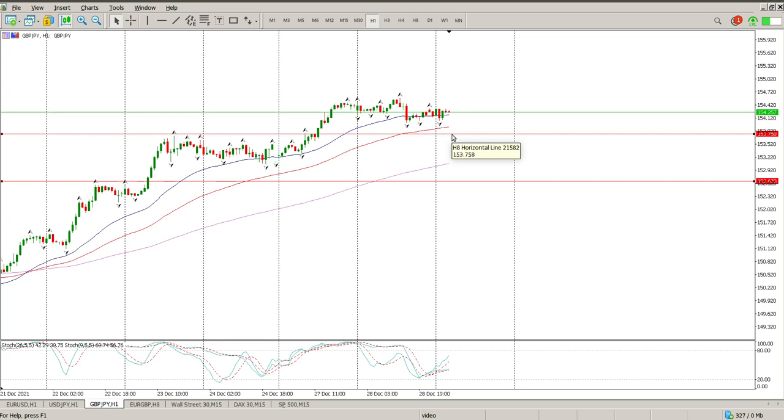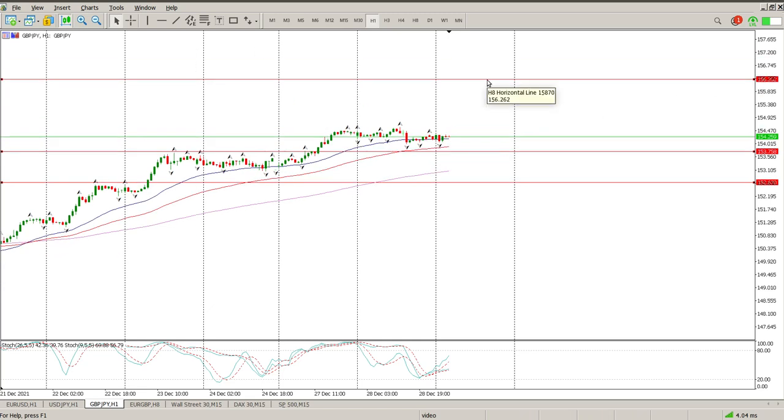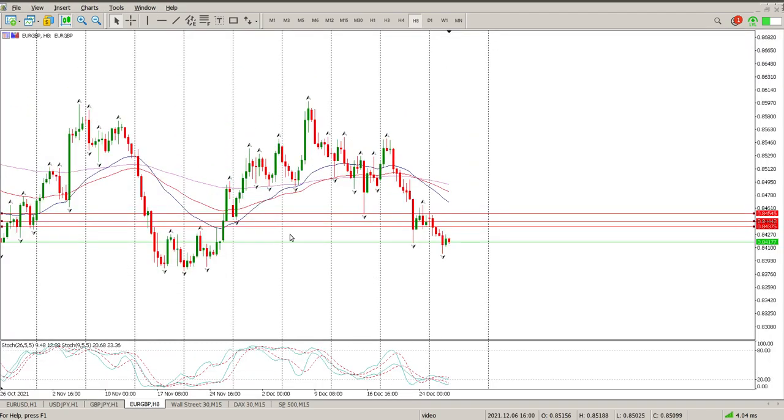153.753 does offer some value for the bulls. So I'd be looking at opportunity there to buy. Your stop area is going to be one of these tails. I'd actually take the low of, what was that, Monday. So that would be 153.170. So stop below 153.170 with an entry roughly around 153.757. Target area 156.262.